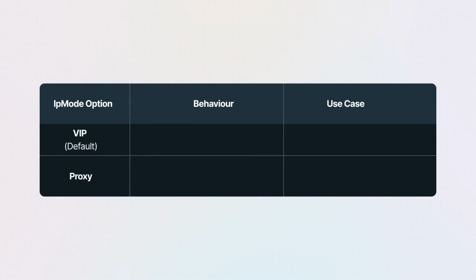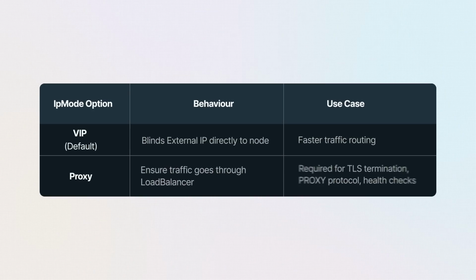By default, the ipMode is set to VIP, which keeps the current behavior where kube-proxy binds external IPs directly to the node. This is great for optimizing traffic paths, making things faster and more direct. The second option is proxy, which disables direct binding and makes sure all traffic flows through the load balancer, unlocking features like TLS termination and health checks. The Cloud Controller Manager sets this field based on the cloud provider's needs.